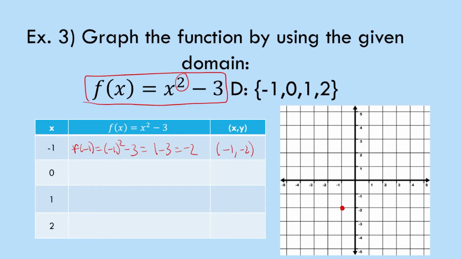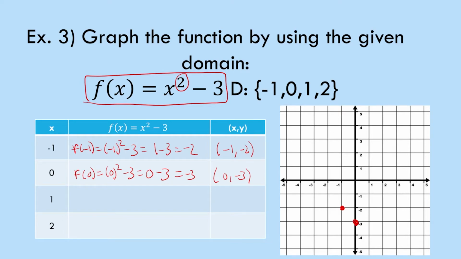Now I'm going to do 0. F of 0 is going to be 0 squared minus 3. 0 squared is 0 times 0, which is 0. Minus 3 is equal to -3. So I know my coordinate is going to be 0, comma -3. I'm going to go to 0, comma, -3. That's my point down here.